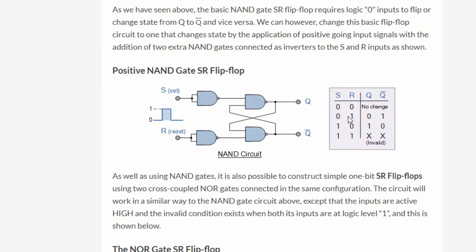For example, R goes high and S is low, output Q is low and Q dash is high. If S is high and R is low, Q goes high and Q dash goes low. In other words, when I say set, it flips on. When reset is triggered, it flips off. So with the reset pin, Q is off. With the set pin high, Q is on. If both are on, it's an invalid condition. We do not consider this case.